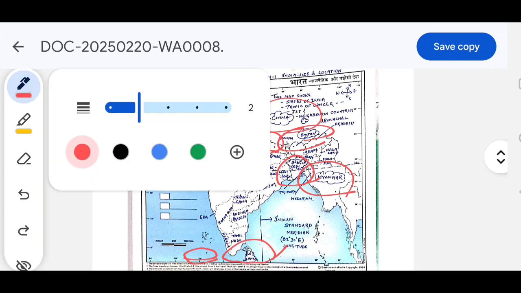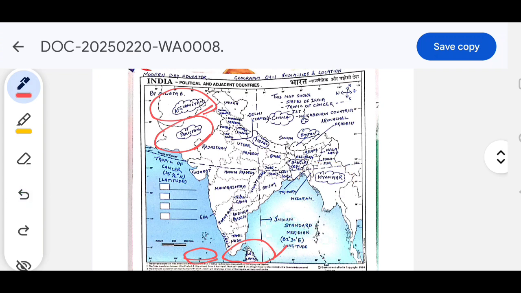Now let's see the states. It is told that we have to do the capitals also, but because of the lack of space I've not mentioned the capitals. I would be telling you about each and every state's capital also. So first we'll start with the largest state, which is Rajasthan. Its capital is Jaipur.